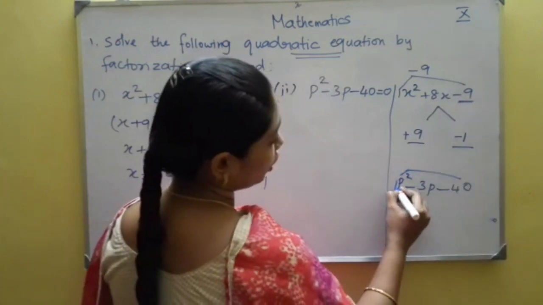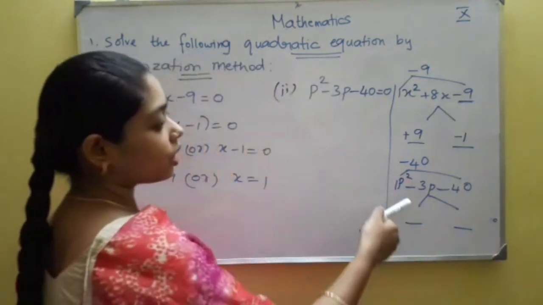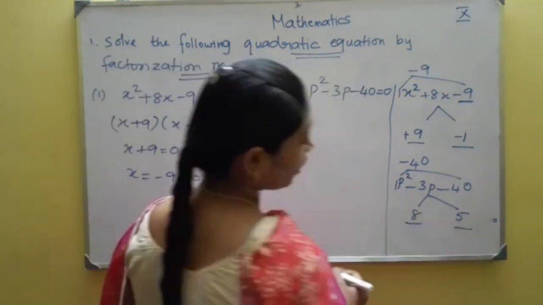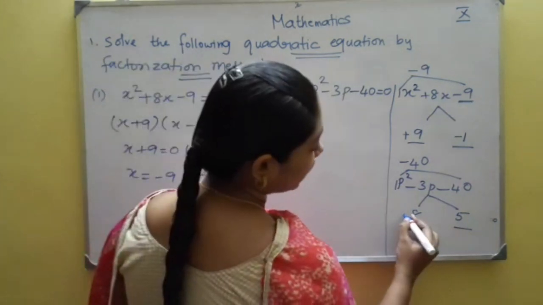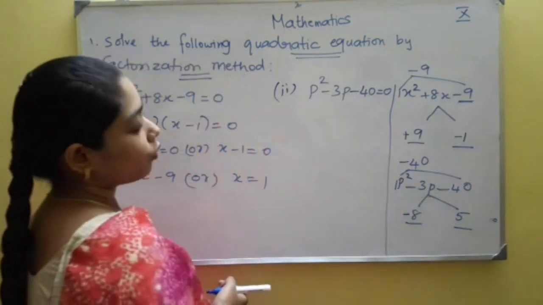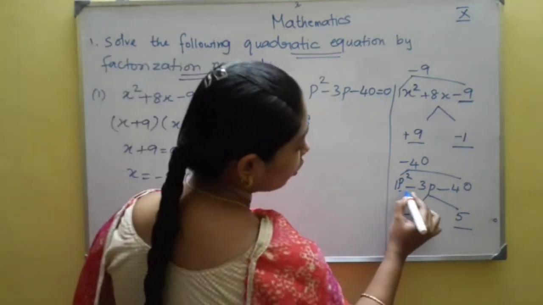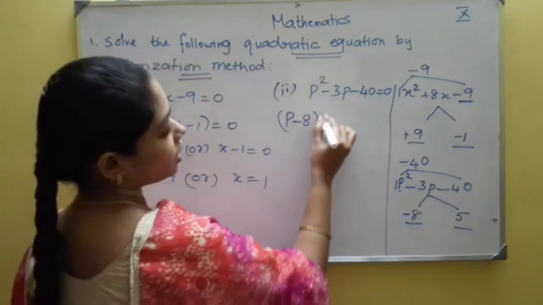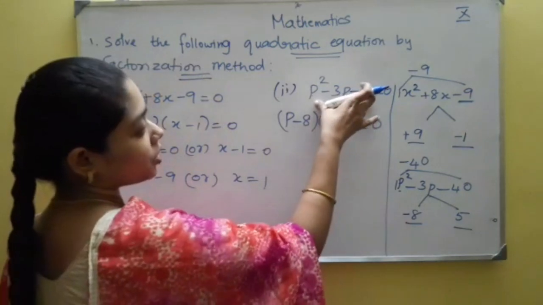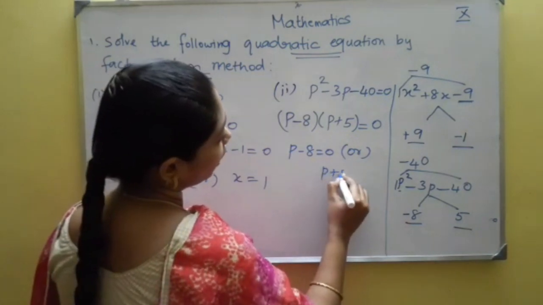What is the p² coefficient? It is 1. 1 into −40 is −40. You want to find two numbers whose addition gives −3 and whose multiplication gives −40. 8 fives are 40. Where do you want to put the negative sign? Here the greater number is supposed to get the negative sign, then only I will get −3, and the multiplication gives −40. Now how to express this? Observe, the p² coefficient is 1, so simply I write (p − 8)(p + 5) = 0. So this quadratic expression is written in this way. Now p − 8 = 0 or p + 5 = 0.